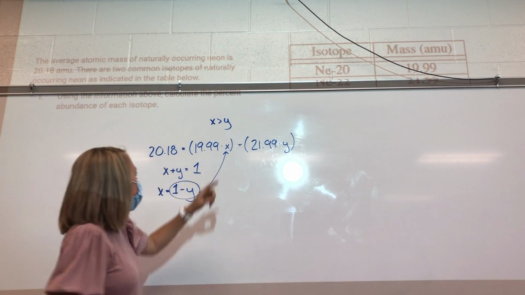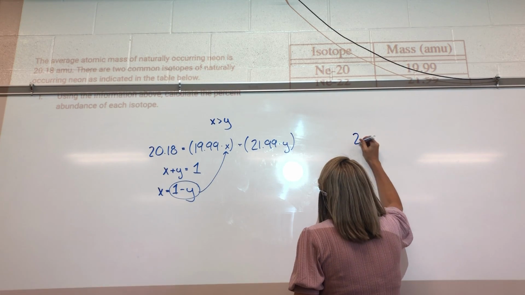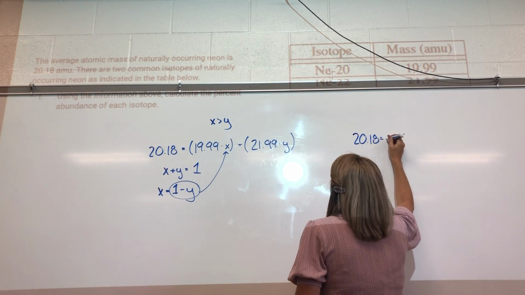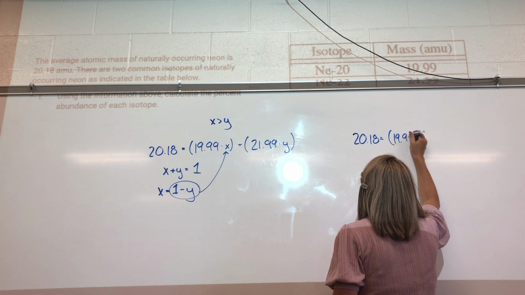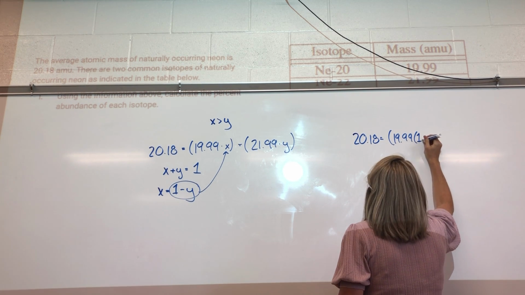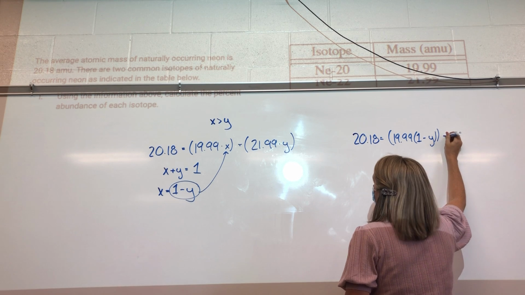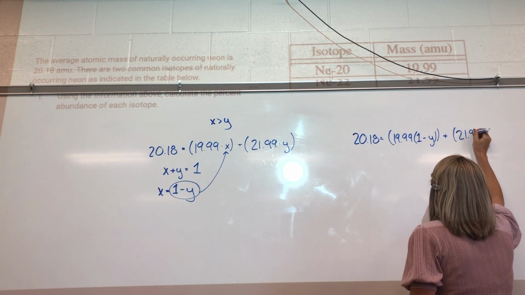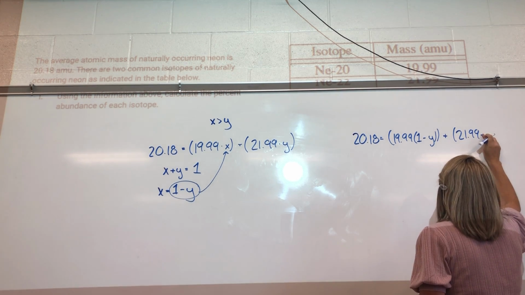Okay, so we're going to substitute this into here. So I'm going to have 20.18 equals 19.99 times 1 minus y, plus 21.99 times y.